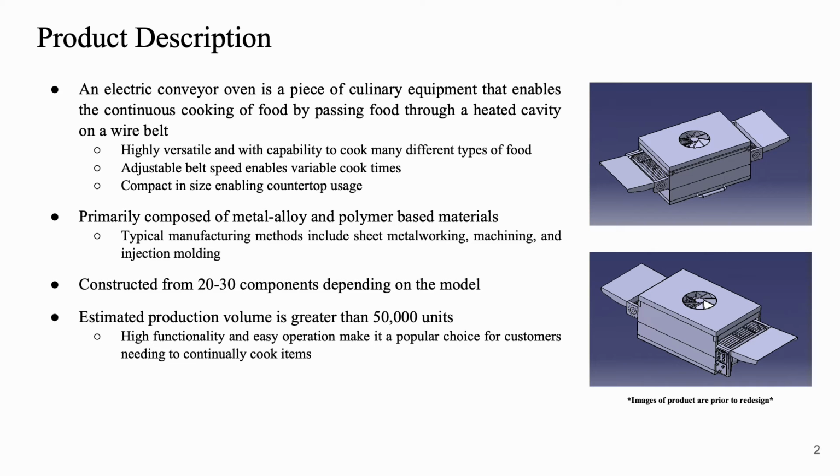An electric conveyor oven is a piece of culinary equipment which enables continuous cooking of food by passing the food through a heated cavity on a wire belt. This product is primarily composed of metal, alloy, and polymer-based materials constructed from 20 to 30 different components. Estimated production volume is greater than 50,000 units.